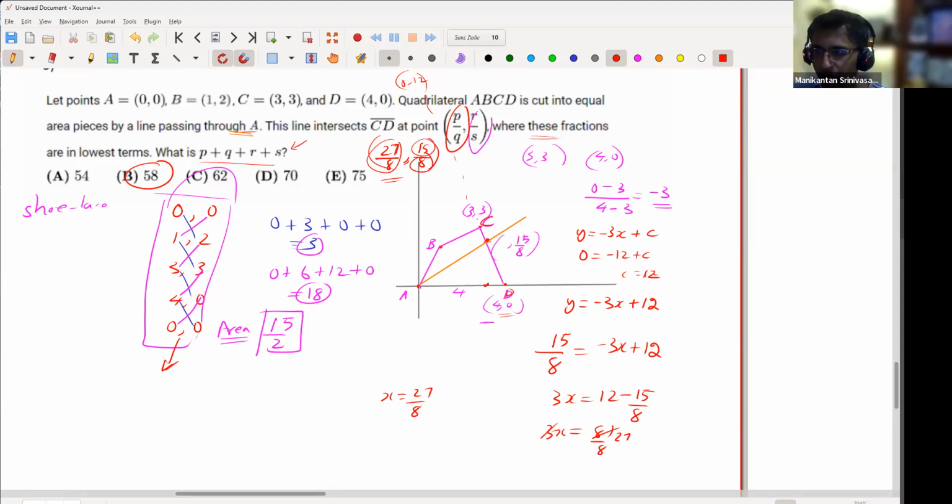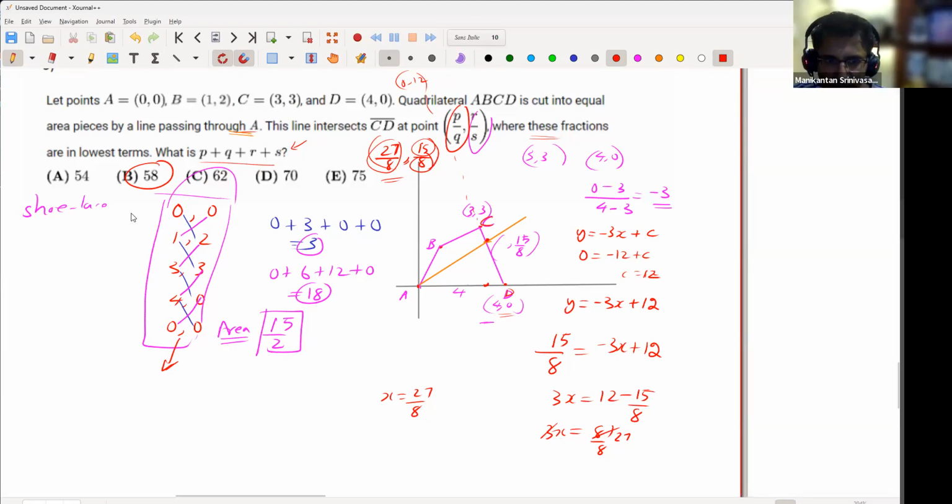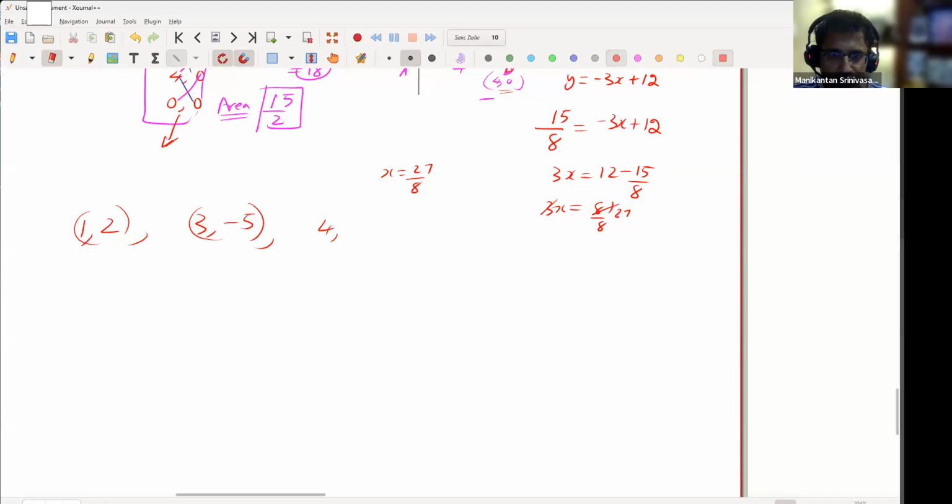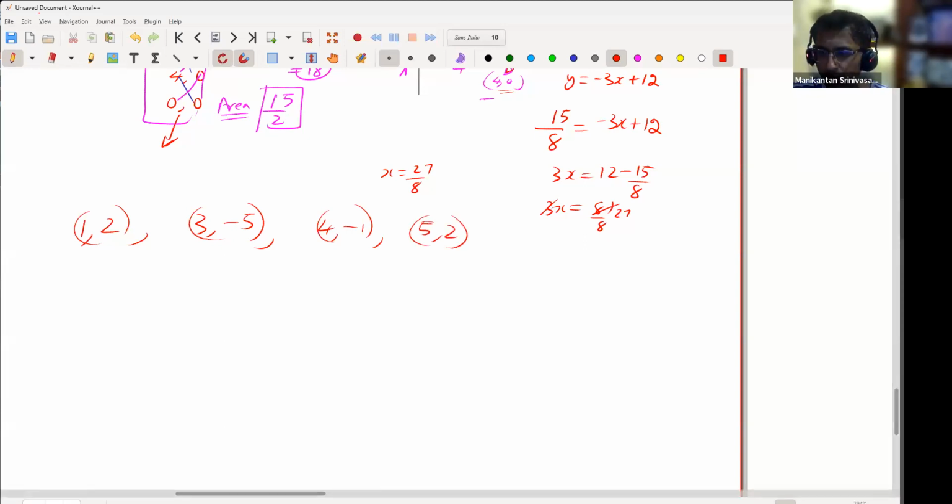Or any area of any polygon, you can use this method. So for example, let me just quickly do another question. Let's say a polygon, you have the sides as 1, 2, 3, minus 5, 4, 0. Let me not introduce 0. Let's say 4, minus 1 and 5, 2. Can you all work out the area of this quadrilateral? Find out the area of this quadrilateral.